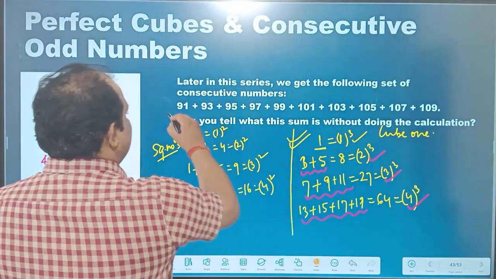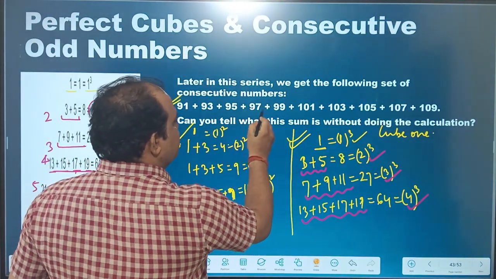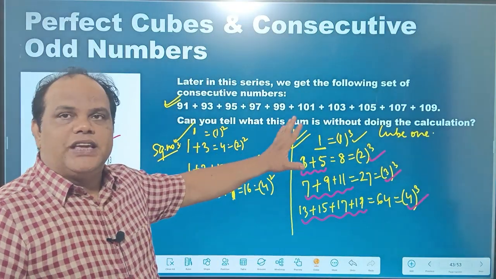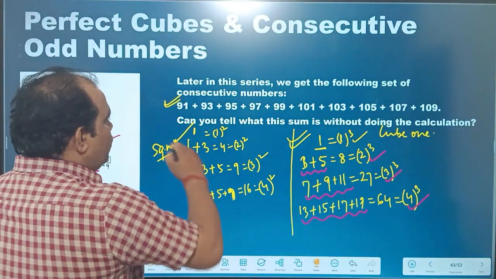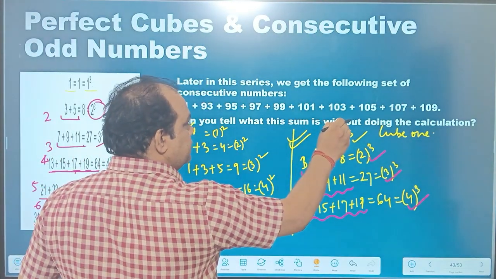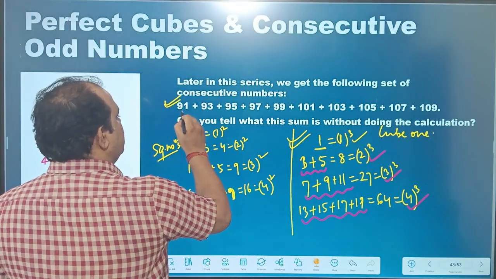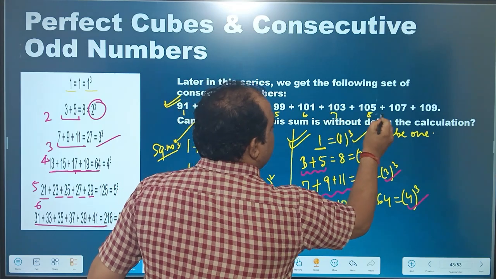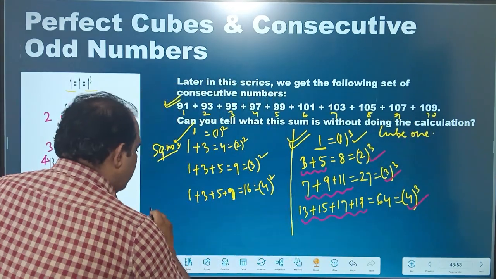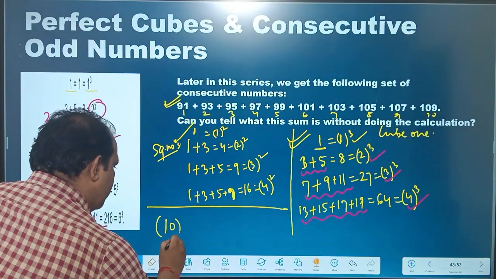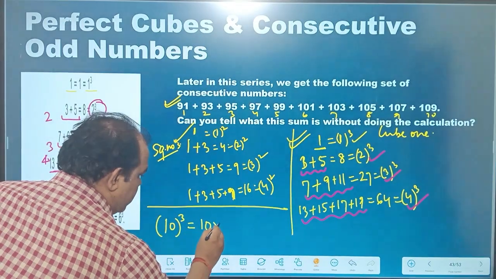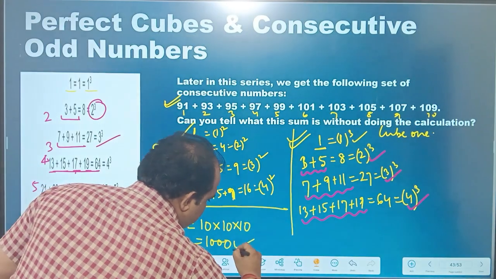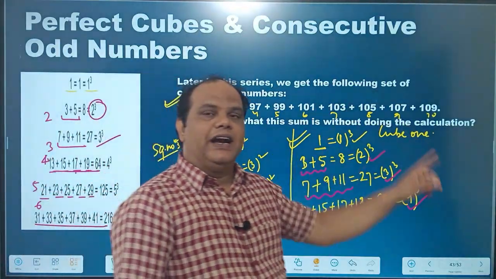So based on that, it is saying 91 plus 93, 95, 97, 99, 101, 103, 105, 107, 109. Without doing the calculation, can you find what the number would be? We know all these are odd numbers. And how many are there? 1, 2, 3, 4, 5, 6, 7, 8, 9, 10. So the number would be 10 cube, because there are 10 odd numbers. So 10 into 10 into 10, the sum would be 1000. You check this, you will get 1000 after adding all the numbers.